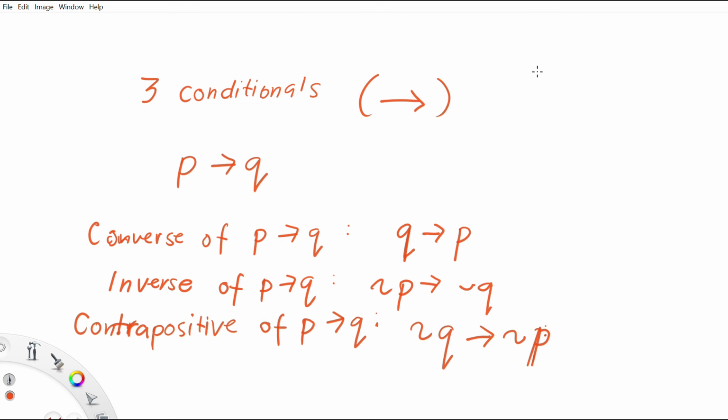Read your modules. You can find a bunch of examples there using sentences, not the symbols. P and Q will be real sentences, real compound propositions that involve symbols. So please do check your modules and answer the exercises.